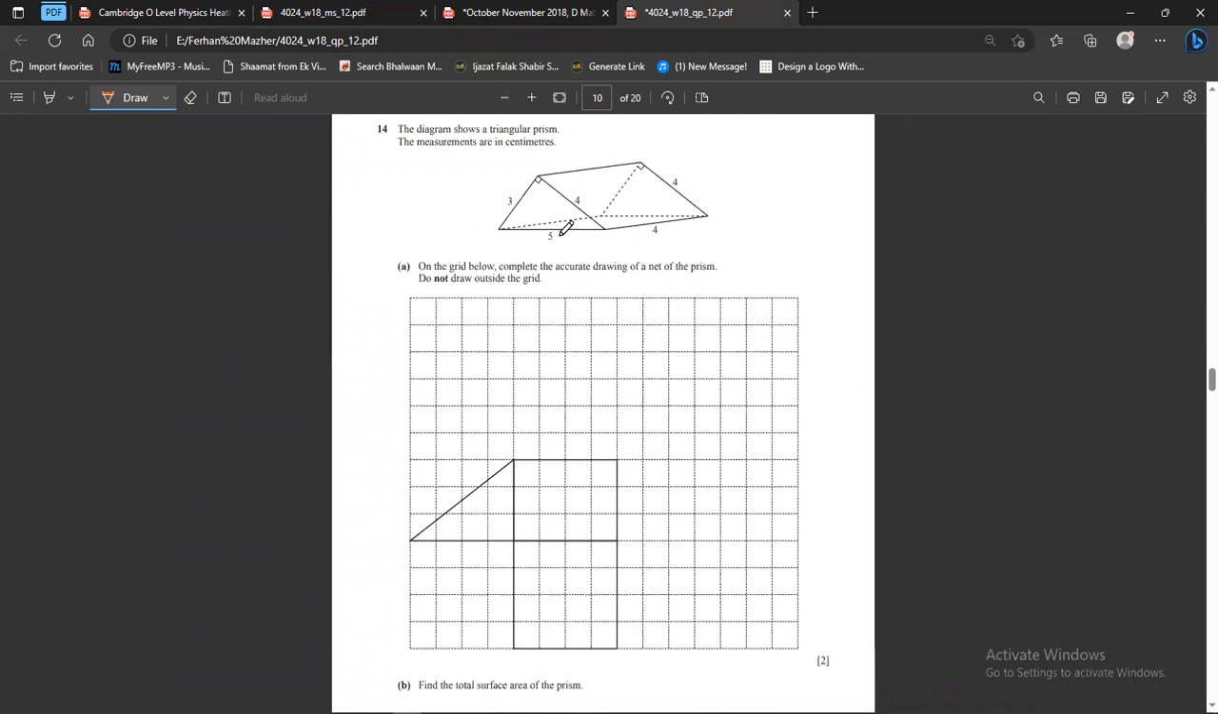It has 1, 2, 3, 4, 5 faces. This face has been already drawn here. This is one triangular face. Here, make another triangular face here. And then you have to make that 3 by 4 face here. The face which has 4 length and 3 width, sorry. And then you have to make that floor also. That is 5 by 4.